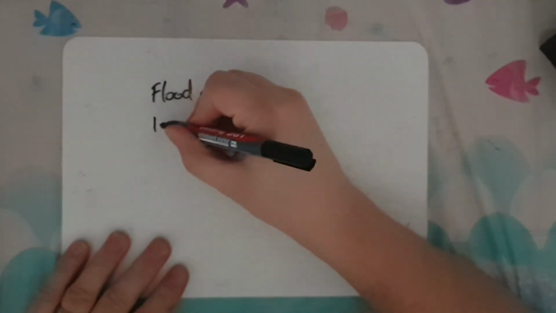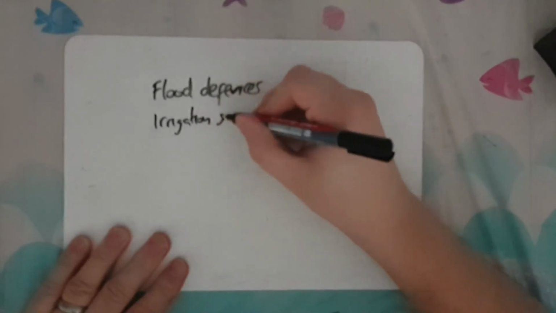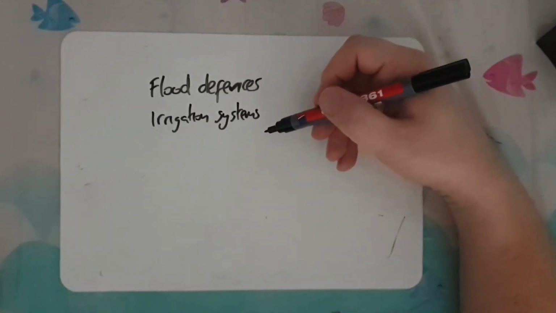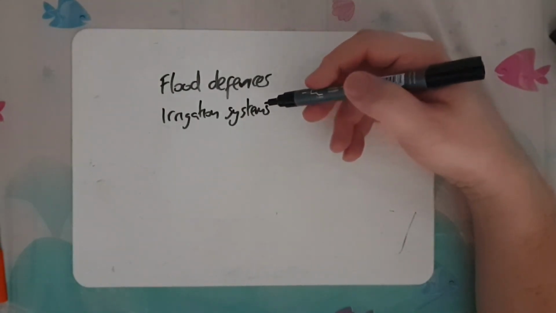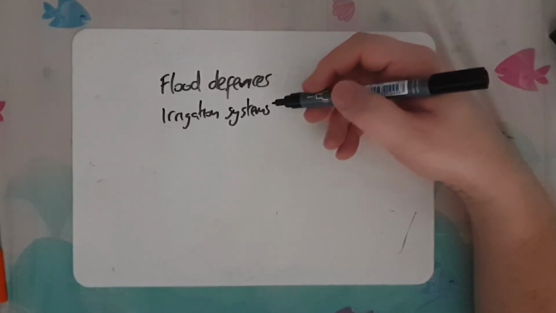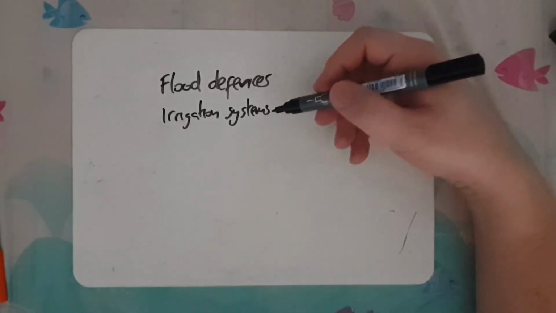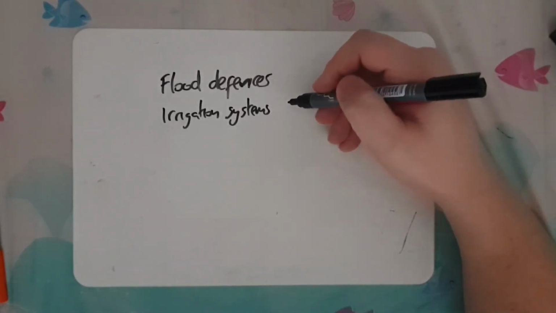We can build irrigation systems. So if there were areas that were prone to a drought because the weather pattern has changed and there's no longer rainfall, we can get water to fields and areas using irrigation systems to protect them from droughts.